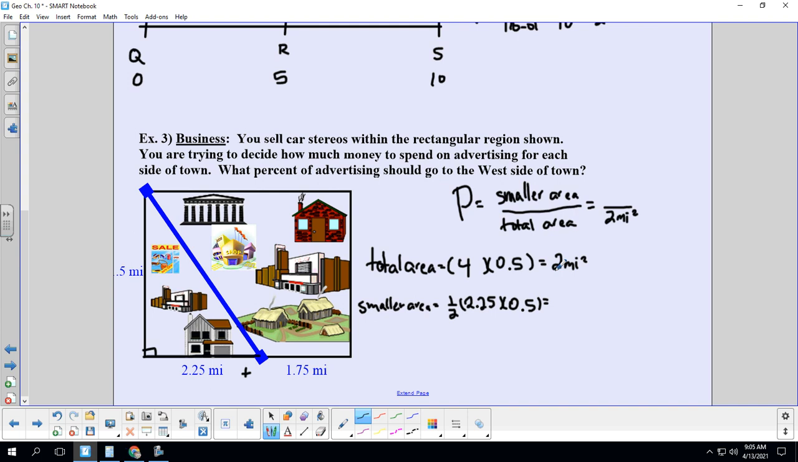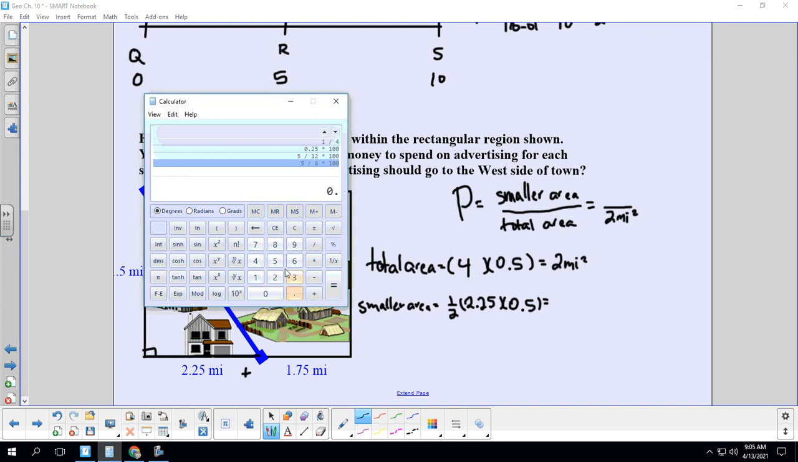We jam that into our calculator because who likes to multiply decimals together? So I got 0.5 times 2.25 times 0.5. Ooh, lots of 0.5s in that one. 0.5625.